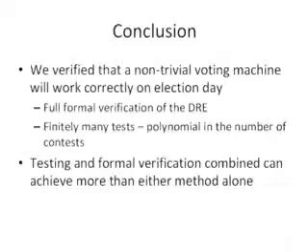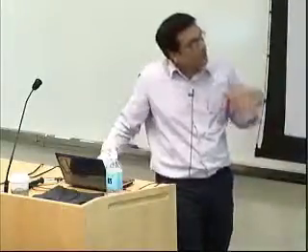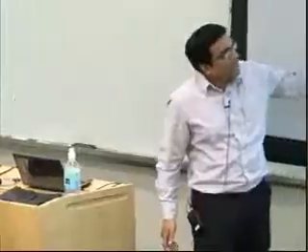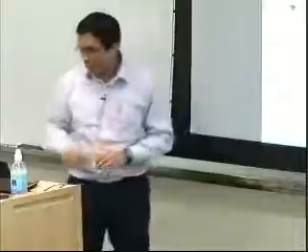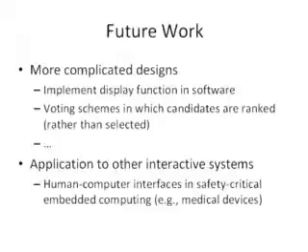Okay, so to conclude, what we did was we verified that a working voting machine, something that captures enough functionality that you can actually run an election on, will work correctly, and it's a combination of formal verification and testing. And I think the scientific thing that we found was that you can actually do more by combining testing and verification than either one can do alone. So for future work, one direction we want to go is just in voting machines, looking at more complicated designs.